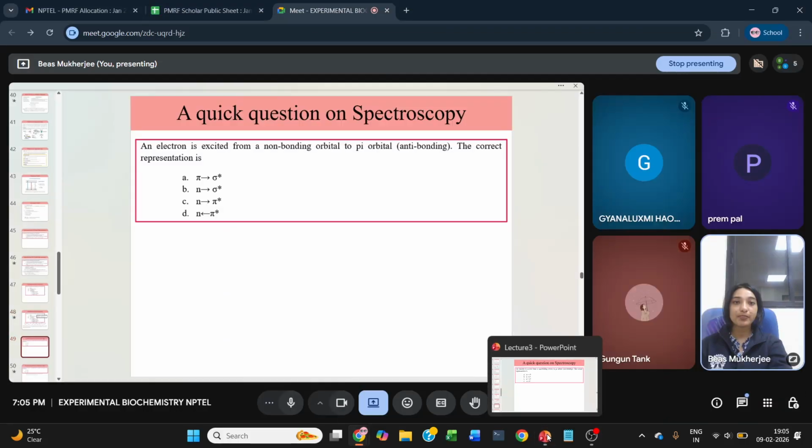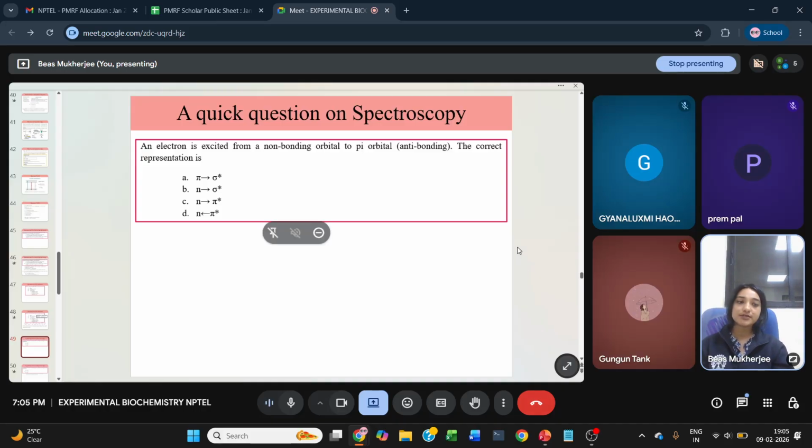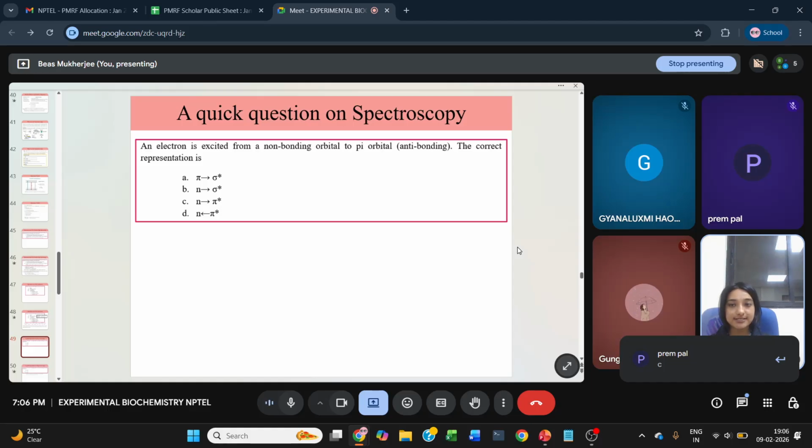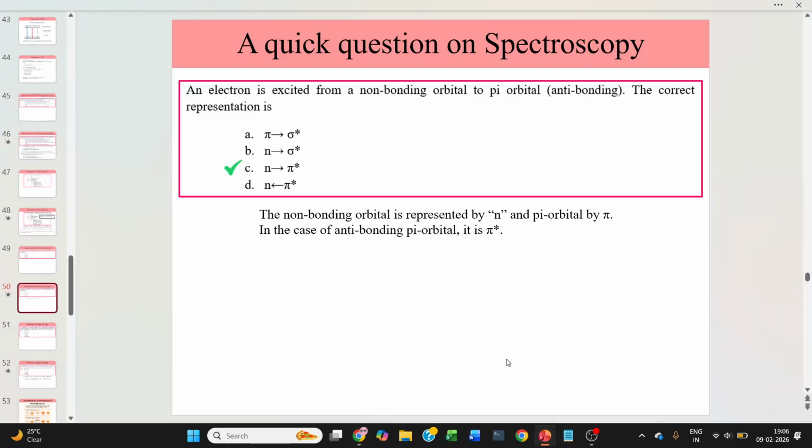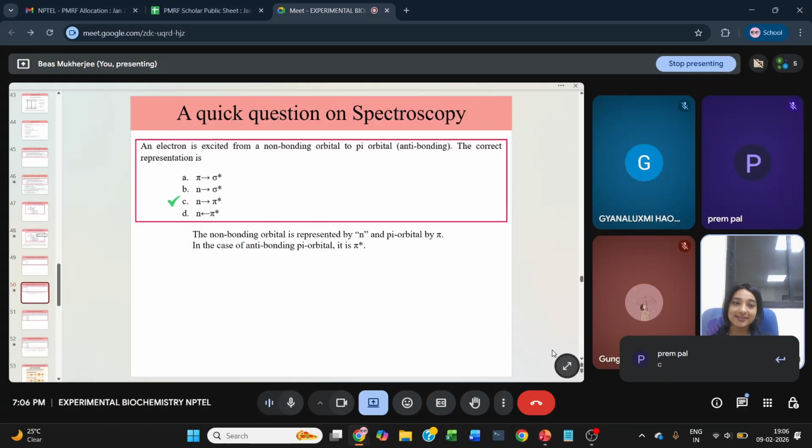Right. Now we'll go to another question. Very simple question. An electron is excited from a non-bonding orbital to a pi orbital, which is anti-bonding. What is the correct representation? Non-bonding to pi anti-bonding orbital. C. Okay. Yes, correct. C is the right answer.